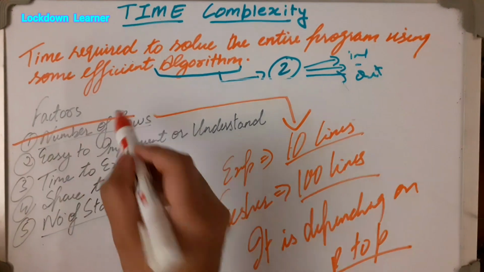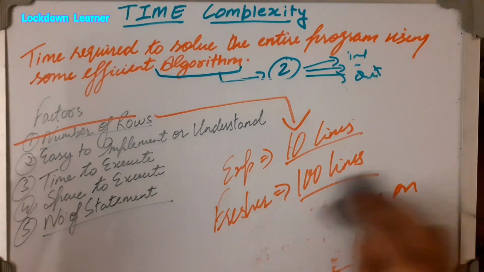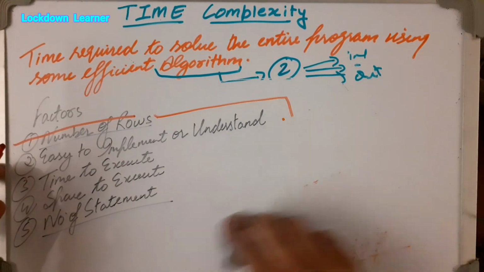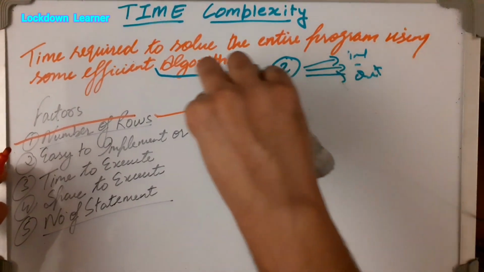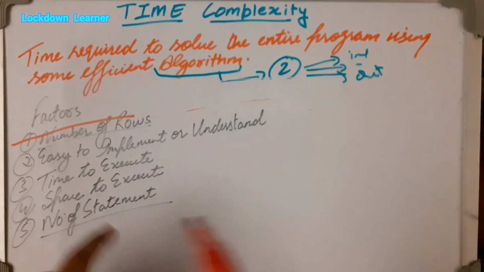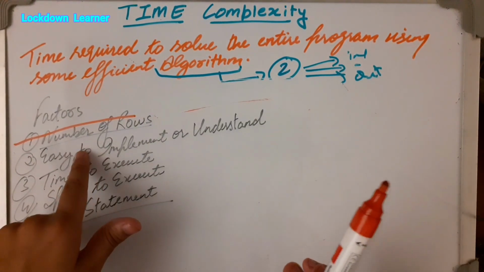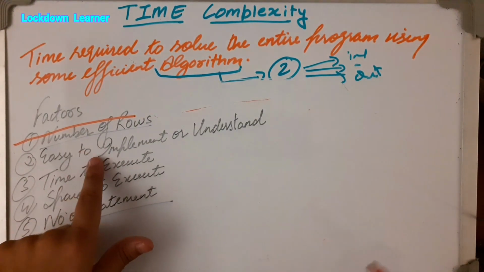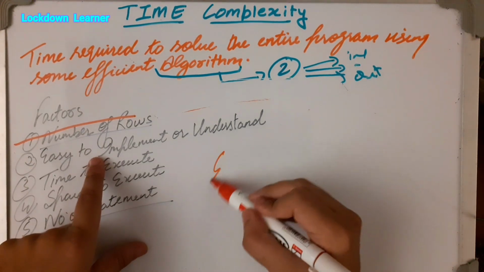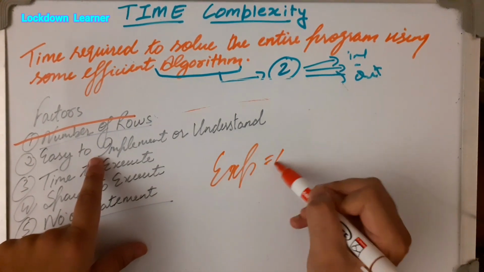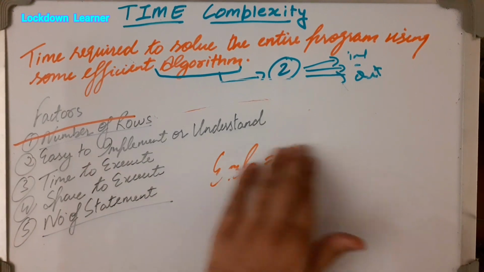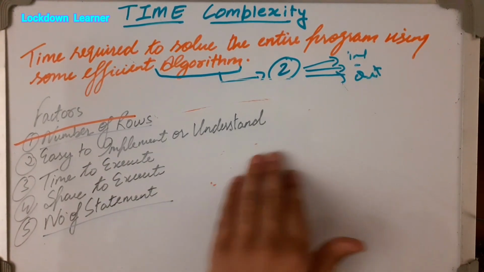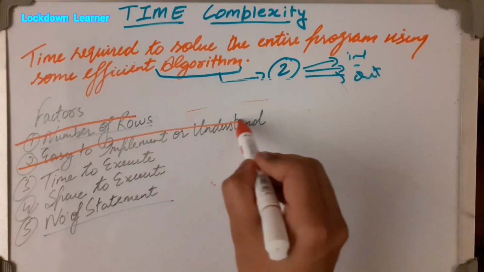So our number 1 factor is not basically a time complexity factor. Now easy to implement or easy to understand also depends on the person, because as I discussed, the experienced person writes 10 lines, so it is easy to know, and the fresher will write 100 lines. So this factor is also not valid.